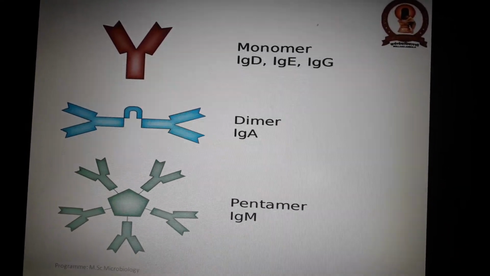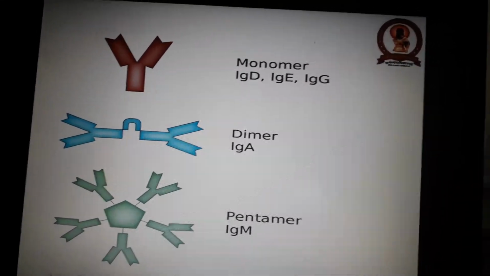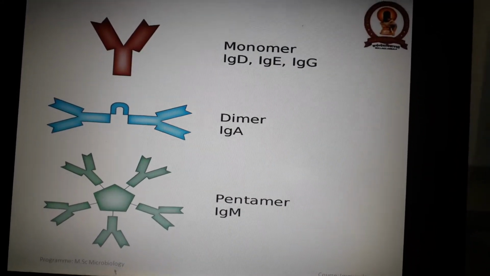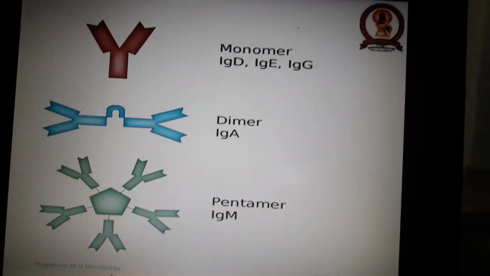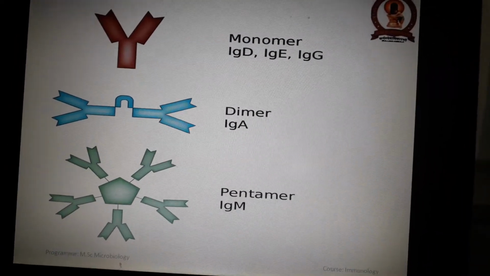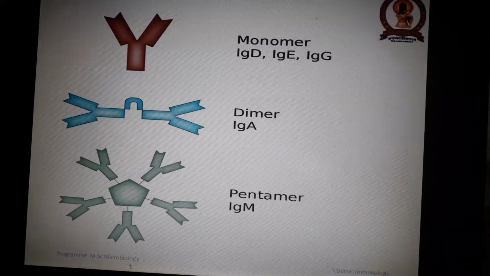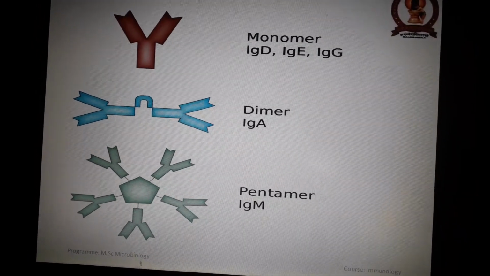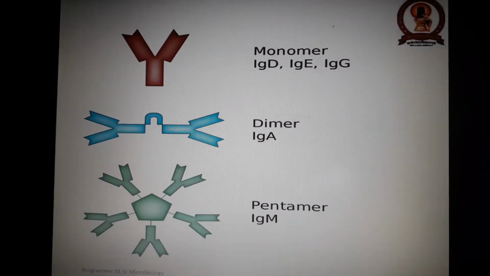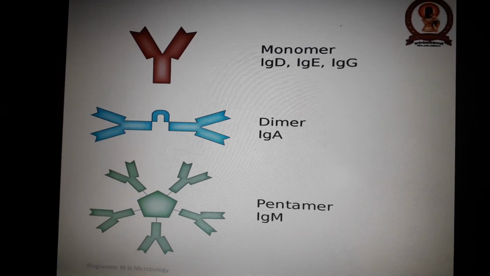Now, in continuation with the previous lecture, we have dealt with the different types of antibodies. Today, we are dealing with the structures of this particular antibody. When we are dealing with the monomer, it means it has only a Y-shaped structure. This single Y-shaped structure is present in IgD, IgE, and IgG. IgG is the particular antibody which will cross the placenta. This antibody provides protection to the fetus and it has only a Y-shaped structure.